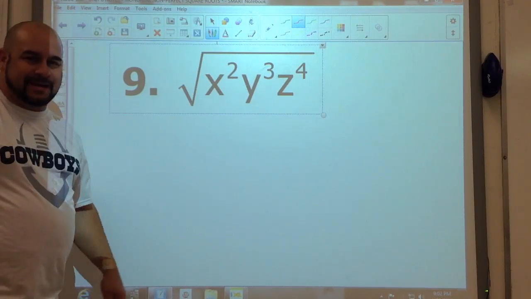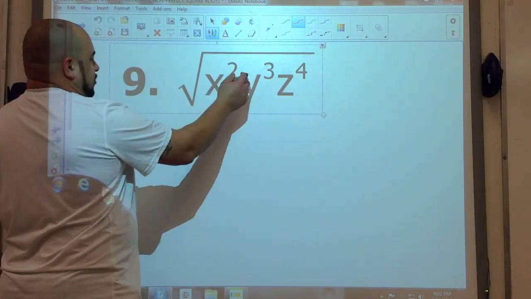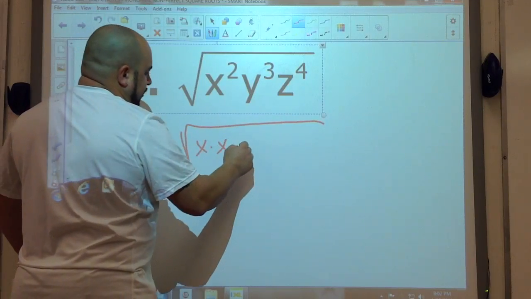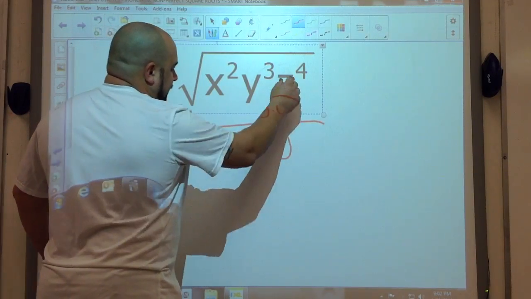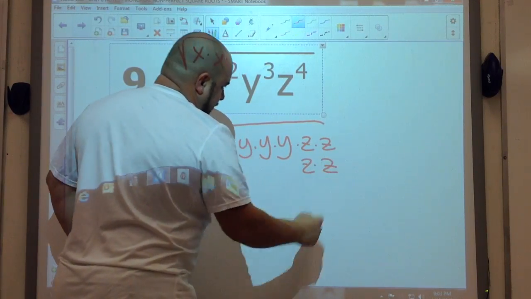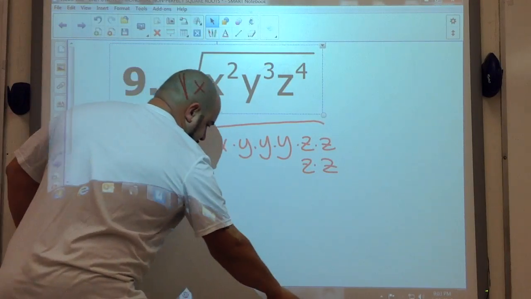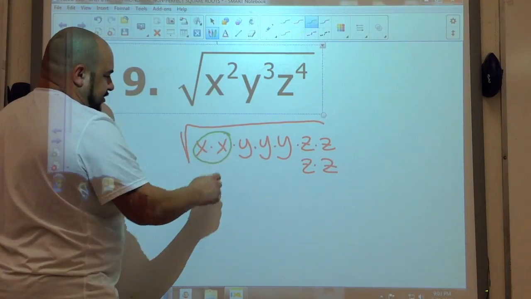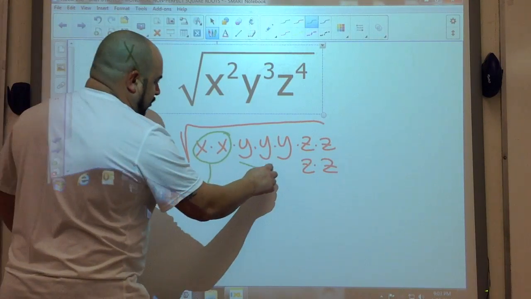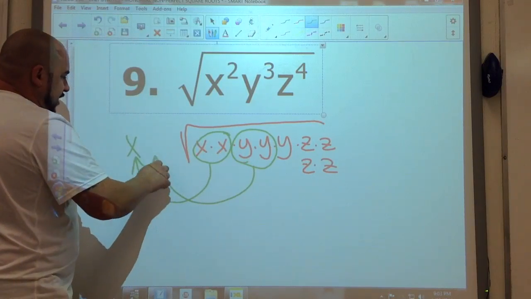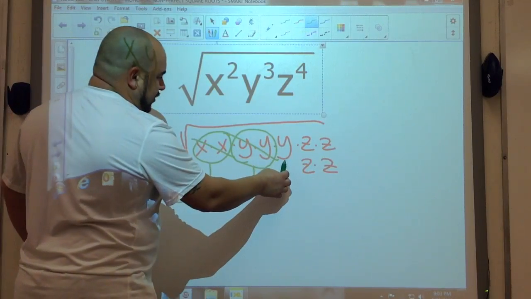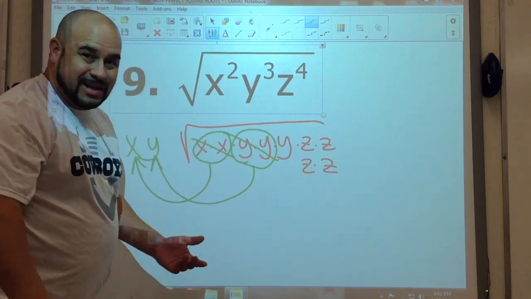Let's look at number 9 in our packet. I have x squared, so again I can rewrite this with 2 x's. I have 3 y's. And I have 4 z's. And I can put it this way if you want. So let's take a look. I have one set of x's, so I can represent that out of here with an x. I have one set of y's that can be represented out here with a y. So that's gone and that's gone. I don't have another set of y's to make, so that stays there.